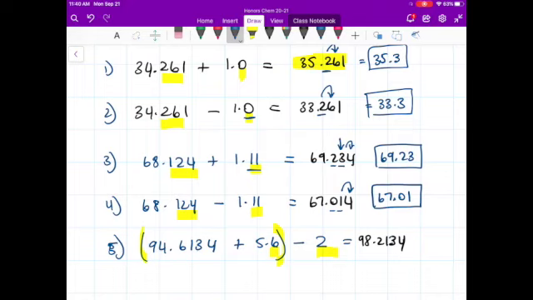And then my last one, when I work this all out, my final answer is going to be 98. Sorry, not no sig figs. I can have no decimal places. So remember, when you're adding and subtracting with significant figures, you always go to your lowest decimal place.